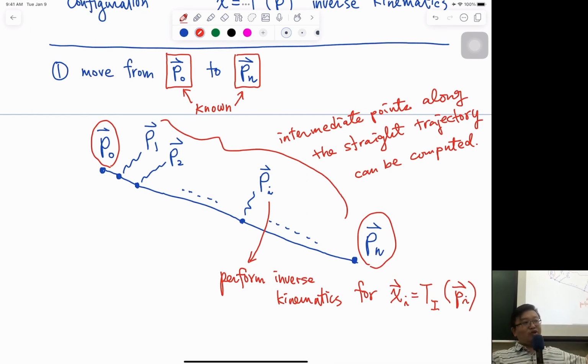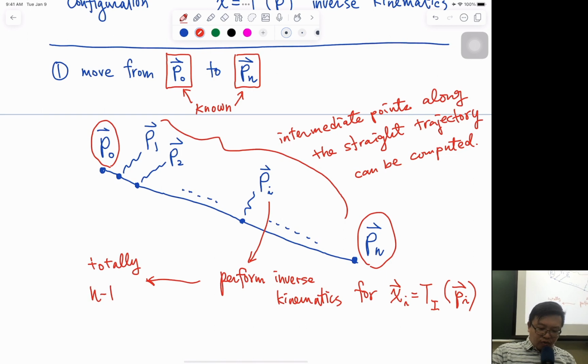But what do you need to do? You need to do it n minus 1 times in total, because there are n minus 1 intermediate points. So it really depends on how many intermediate points you want to decide.